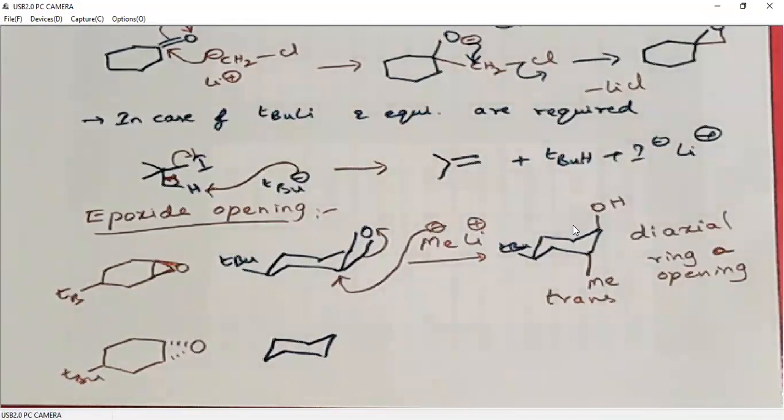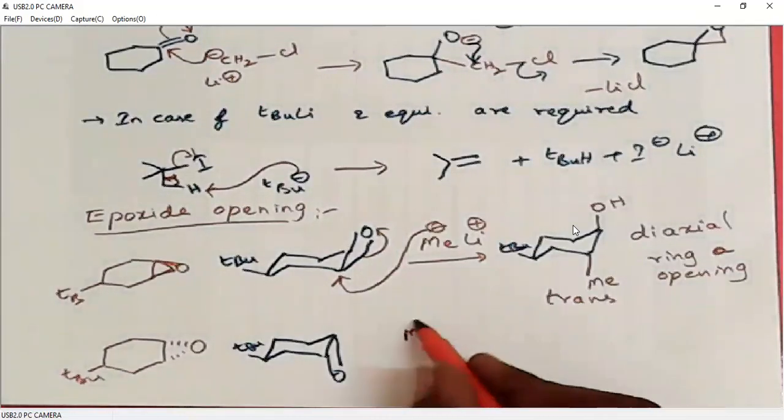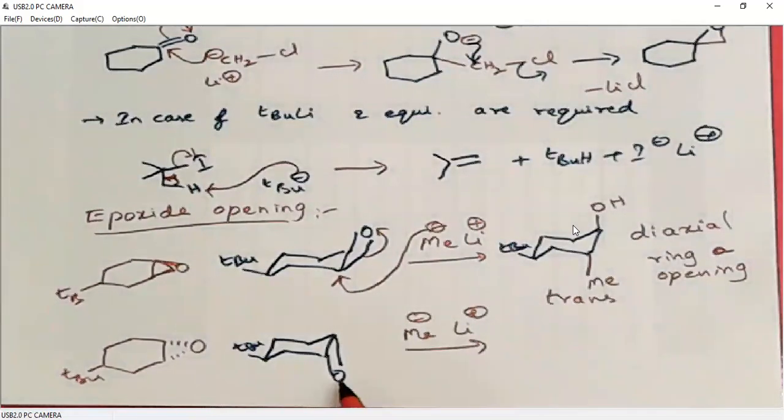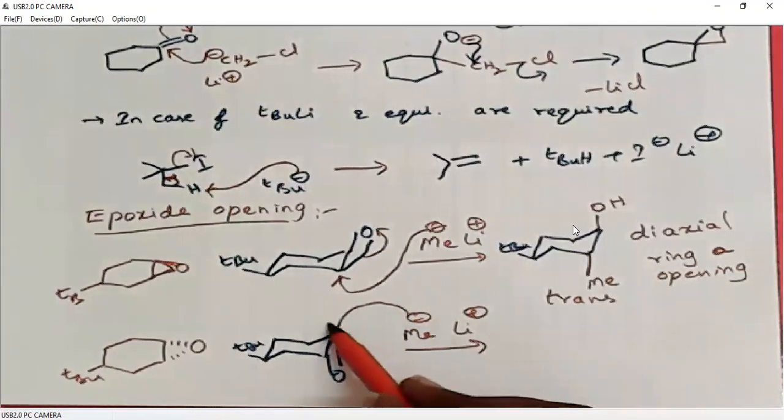Similarly, we can explain for this also. So tertiary butyl group, since it is below the plane, we will write like this. When we add methyl group, it should be diaxial. Since it is below the plane, this oxygen bonded to this carbon is axial, but this bond is equatorial. So since it is axial, the methyl group cannot approach from below the plane. It can approach from above the plane.